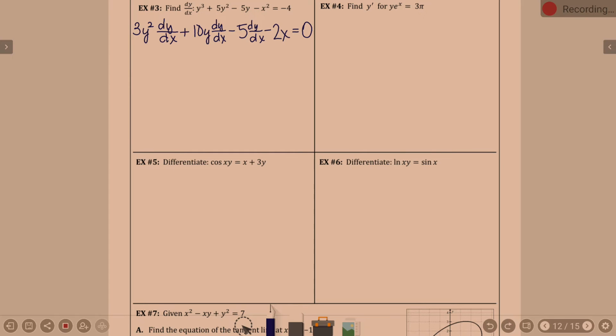If you're fancy enough, we could factor the dy dx term and move the 2x. Are we crazy enough to do that, or are we not there yet? Yes. Let's do it. What about those of you not talking to me? You've got to give me a minute to look at it. dy dx, and then in parentheses 3y squared plus 10y minus 5 equals 2x.